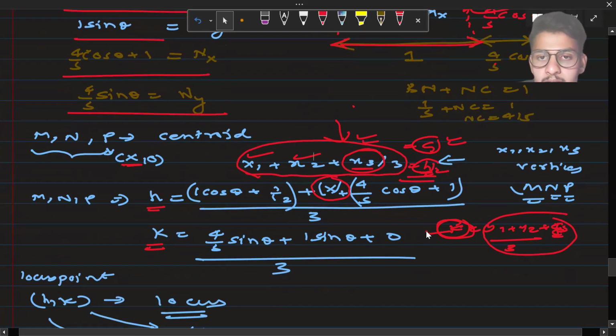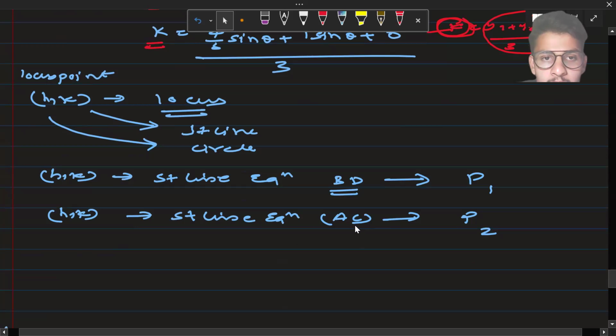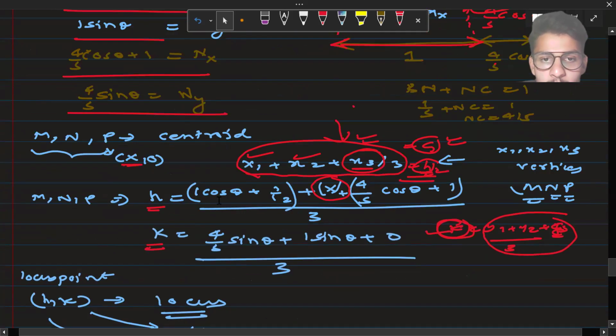Okay, so this is a locus problem. We have received the h here. H becomes 1 cos theta plus 1 by 12 plus x plus 4 by cos theta plus x plus 1 divided by 3, that is x1 plus x2 plus x3 by 3. In similar manner, k becomes 4 by 5 sin theta plus 1 sin theta plus 0 by 3.